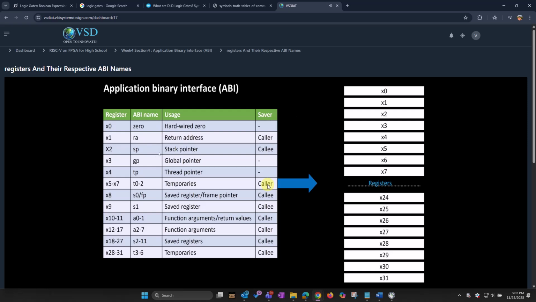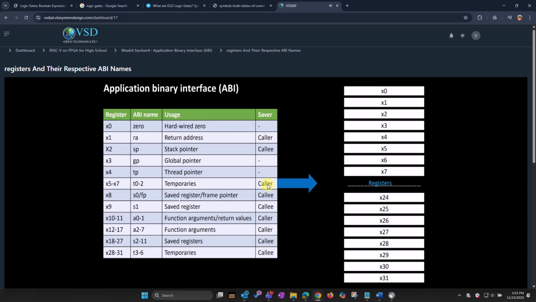x2 is called the stack pointer. x3 is called the GP, which is the global pointer. x4 is called the thread pointer. x5 to x7 are the temporary registers, where you temporarily store some of the data from a few calculations. So I'll talk about that. These are very related to the stack pointer and all those concepts. We'll talk about that once we reach there.